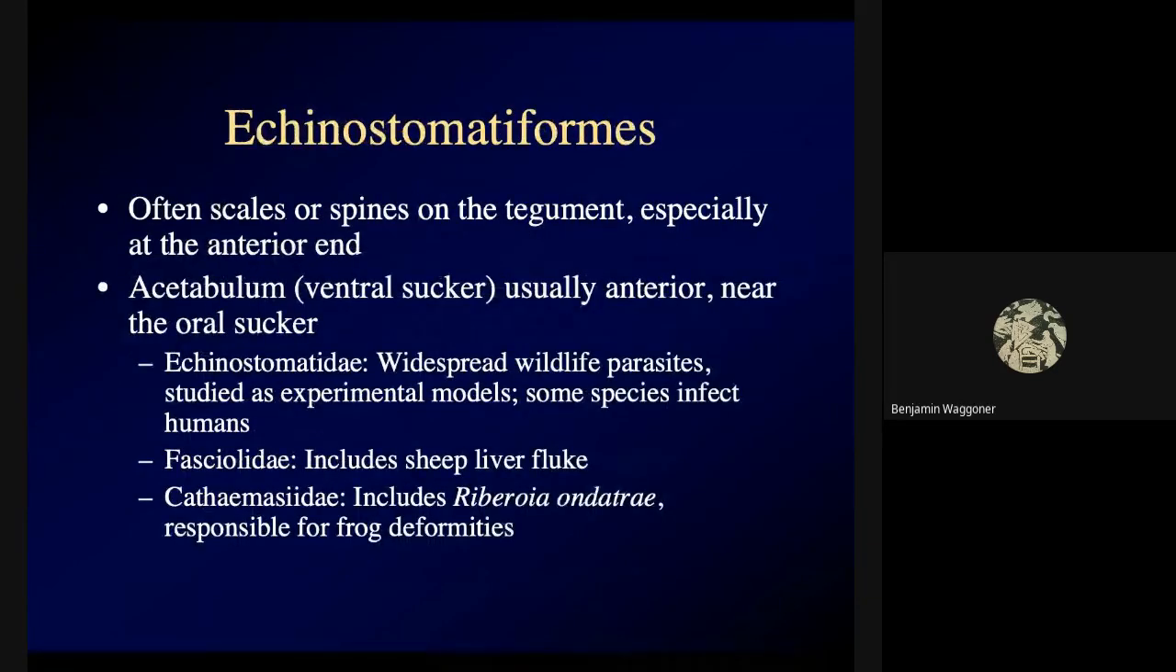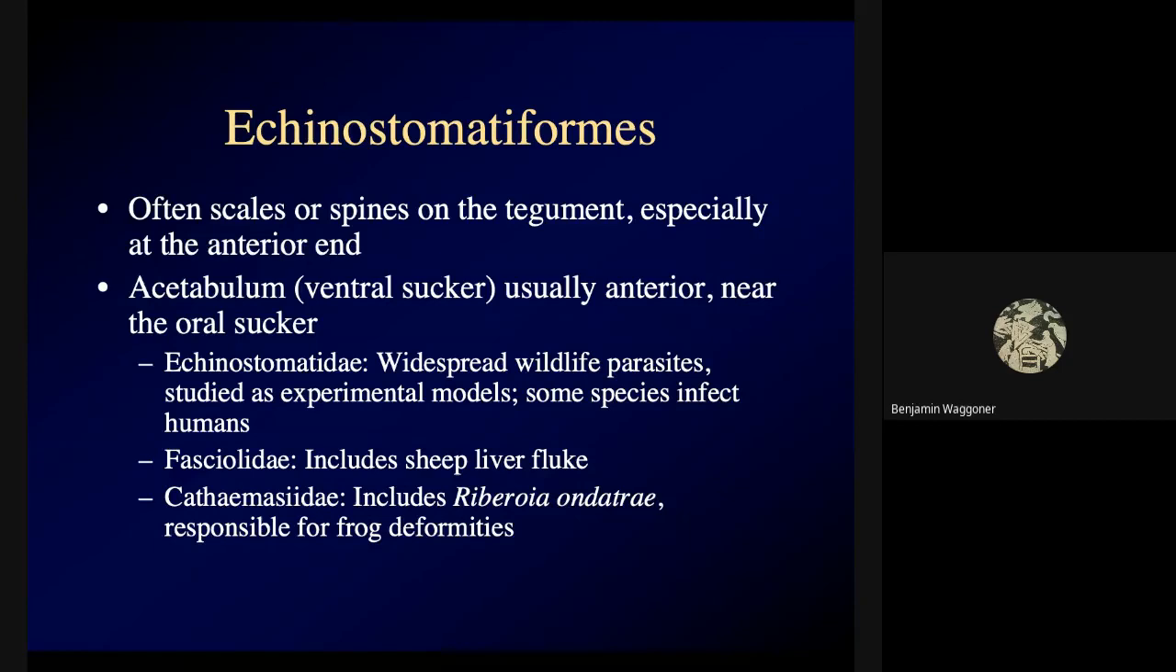But Echinostomatoforms often have scales or spines on the tegument. Some of them have scales or spines around the anterior sucker. That's what Echinostomatoforms means, spiny mouth. Usually the ventral sucker is pretty close to the mouth, and they're both kind of up at the front. You might remember that there's some flukes, amphistome flukes, where the ventral sucker is way back at the posterior end. But in these, the ventral sucker is usually anterior.